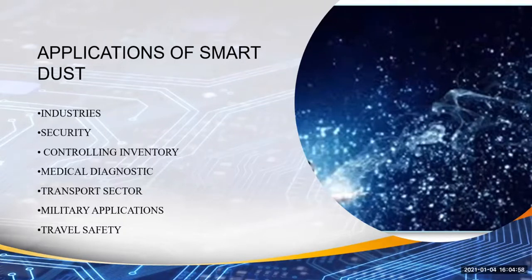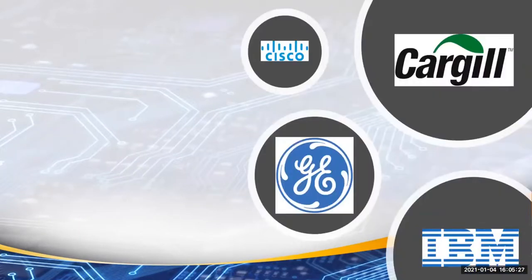And the last part is travel safety. Smart dust technology can play a vital role in ensuring safe travel. For example, you want to go somewhere and you don't know what the road situation is. Thanks to smart dust, you can get information about the road. Is it rainy or snowy or something like that. So you can get a lot of information about the road and you can drive safely. Also, large companies such as Cargill, General Electric, Cisco Systems, and IBM have invested substantially in smart dust research.